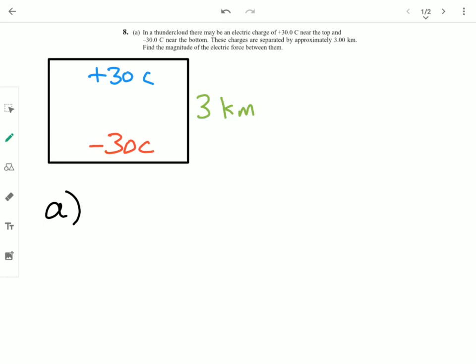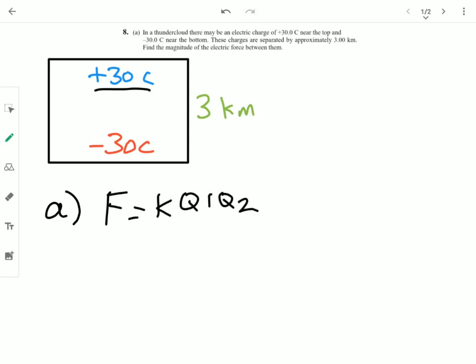So I've drawn a basic square here representing the cloud. So you have 30 coulombs near the top and negative 30 coulombs at the bottom, and the distance is 3 kilometers. So I'm trying to find the force between them. Obviously when you have two charges and you want to find the electric force, you apply Coulomb's law, which says F equals K Q1 Q2 over R squared.